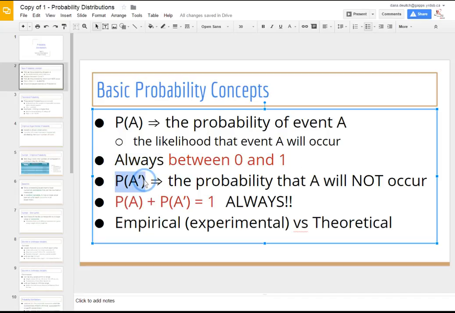If we have this notation, not A, this is the probability that A will not occur. We remember that either A happens or it doesn't happen. So these two probabilities have to add to 1. And then we also remember that empirical probability is experimental, versus theoretical probability is our calculated what should happen.